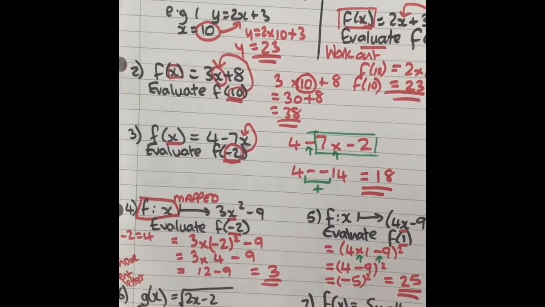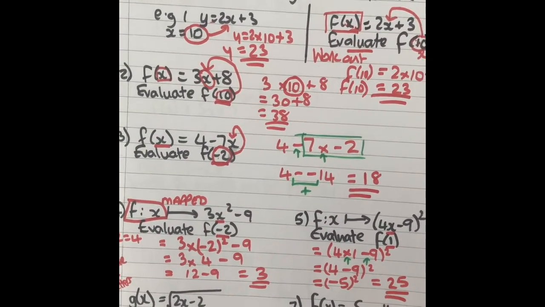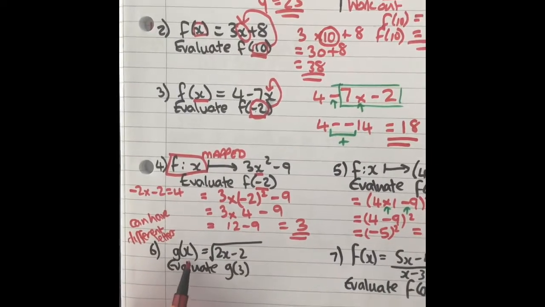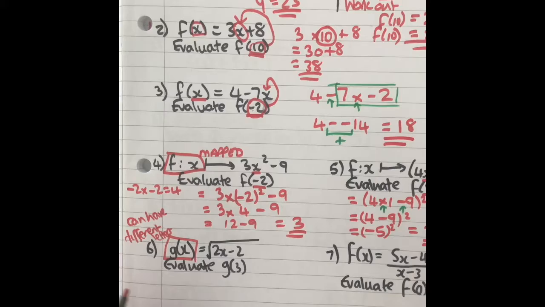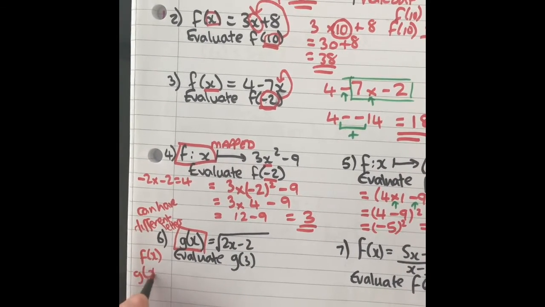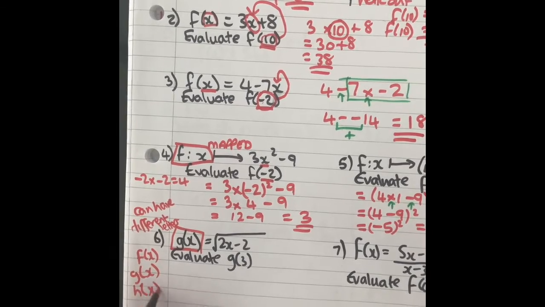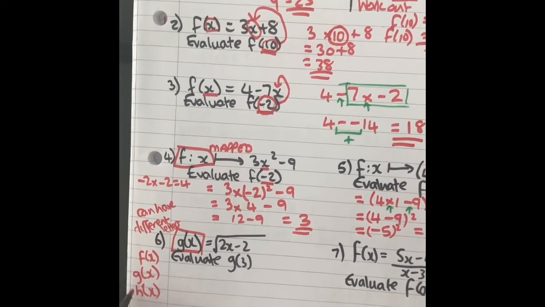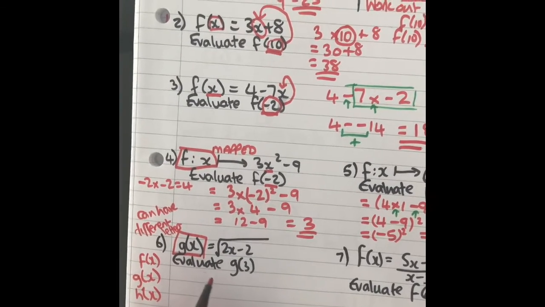Next one. So these last two, one's got square roots in and one's got fractions. So exactly the same. The other difference here is this has got g. So you normally will see f of x, g of x, or h of x. They're normally the three that you're going to use. Okay, function, and then they just use an x2 after if you've got more functions than just one.